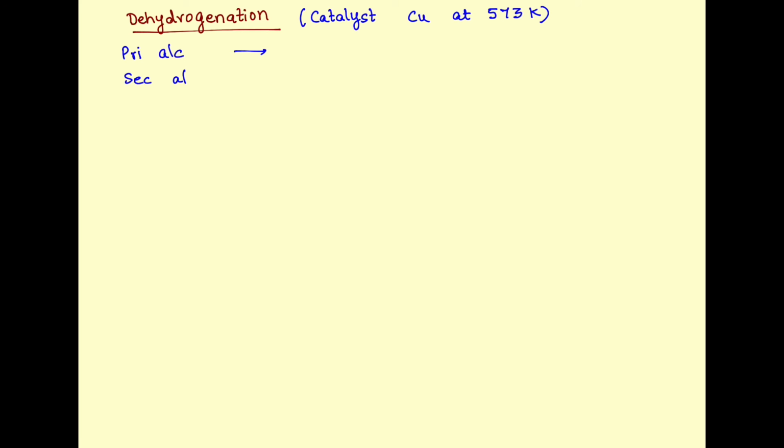Well done. If you are able to answer these, that means you are moving on the right track. If you are not able to, then you need to seriously revise alcohols, please. So primary alcohols give you aldehydes, secondary alcohols give you ketones, and what about tertiary alcohol? Do they give you ketones with lesser number of carbon atoms? No, they give us alkenes here.